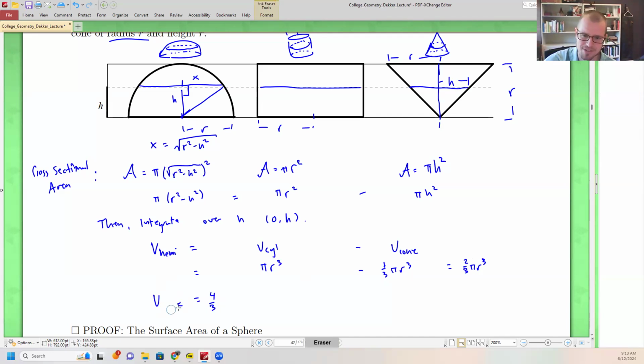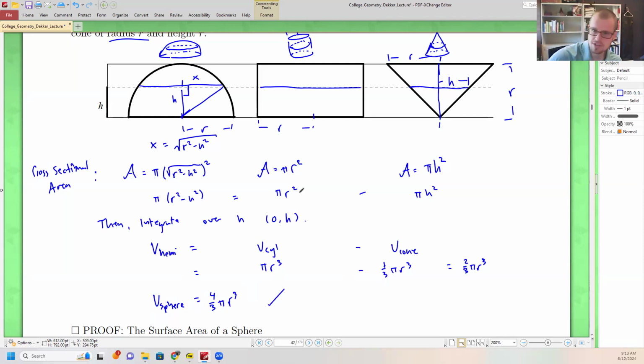Sorry, not the volume of the cone. What am I saying here? The volume of the sphere, right? The volume of the whole thing. I double it to get the whole volume. There we go. The volume of the sphere is 4/3 pi r cubed. Again, double what we get for the volume of the hemisphere to get the volume of the entire sphere. Double the formula. Instead of 2/3, 4/3. So there we go. We get the volume of the sphere.